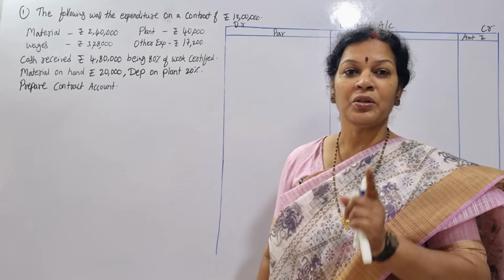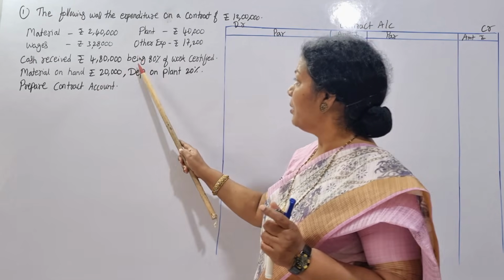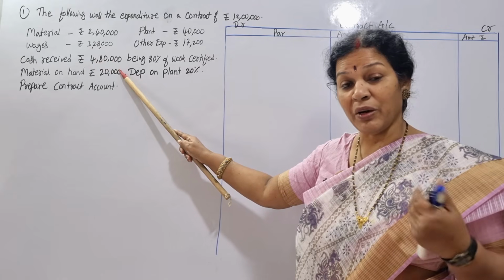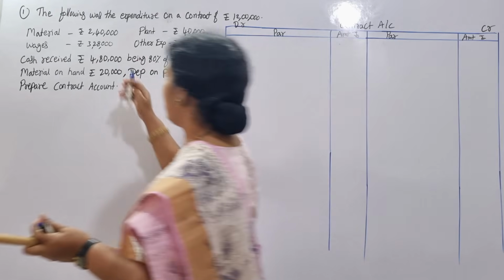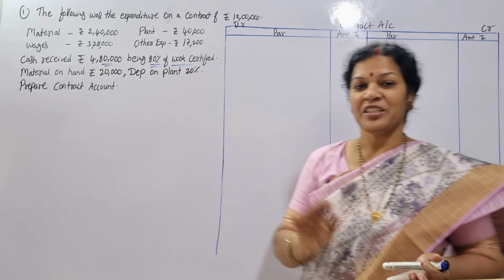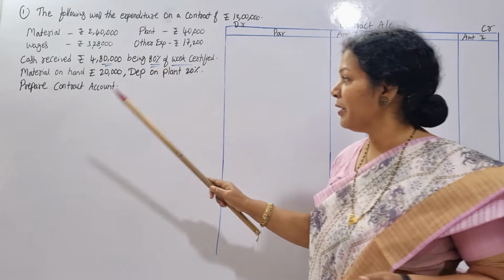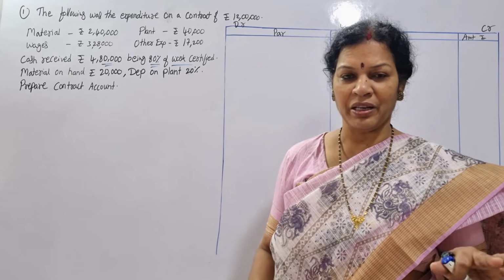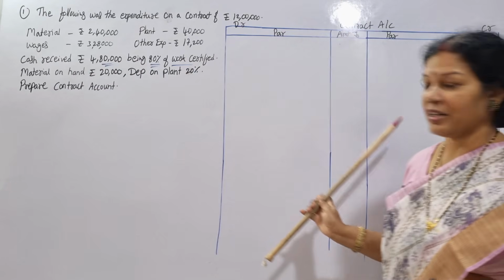This is useful to calculate the certified amount. Being 80% of the work certified, we received 4,80,000. Because 80% of the work is certified, we can calculate the certified amount with this information. And material on hand at the end, closing balances, we always write on the credit side. Opening balance on the debit side, closing balances on the credit side.